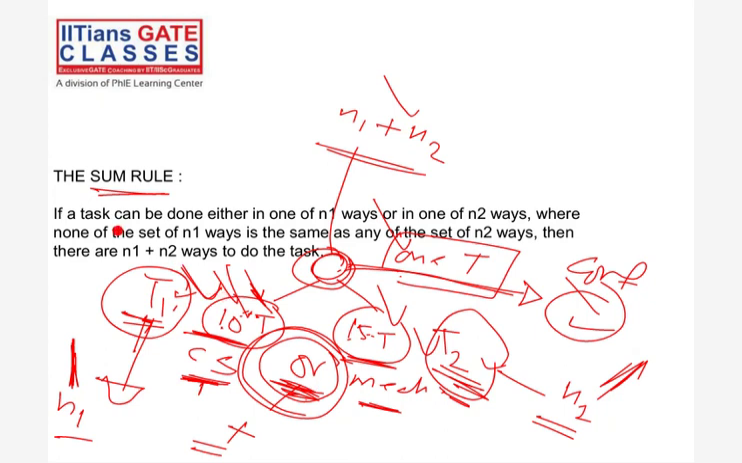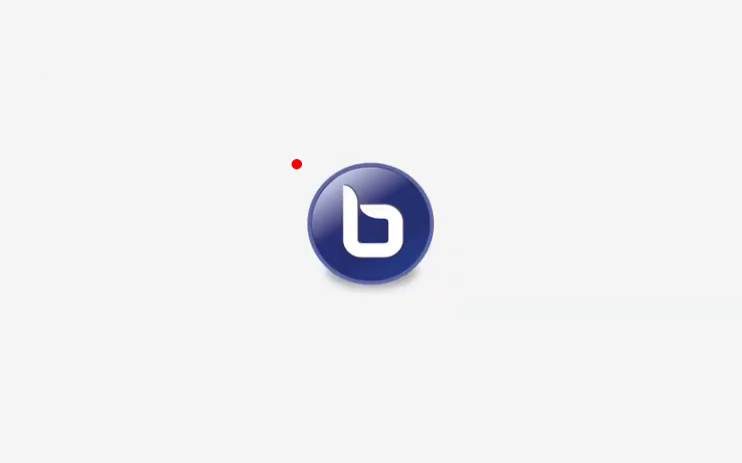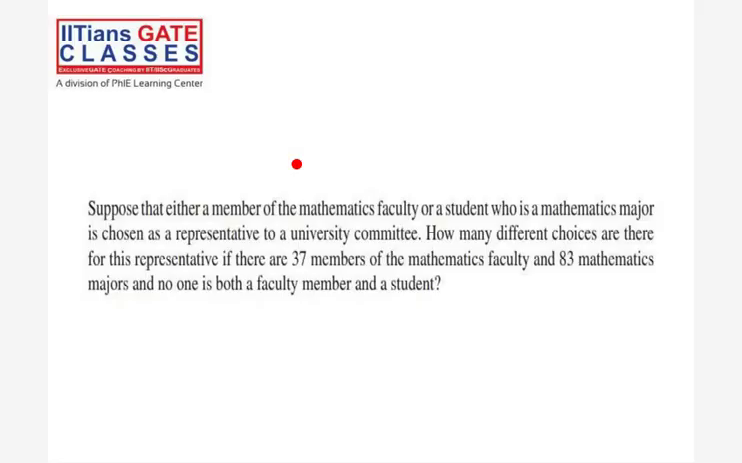If a task can be done either in one of the n1 ways or in one of the n2 ways, where these n1 ways and n2 ways are different, like they are disjoint, then our main task can be completed in n1 plus n2 ways. We have already taken one example to illustrate our point. Now let's take this example. Maybe you can directly try to solve it, because this is such an easy rule. So try to solve it.